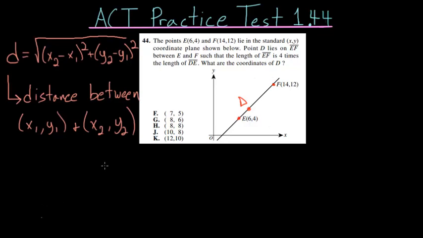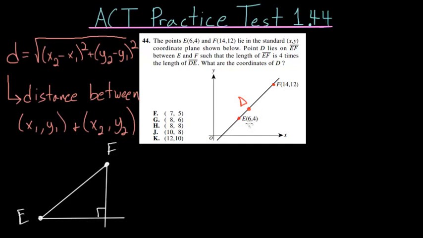So I'm redrawing the line EF. This bottom point here is E, and this top point here is F. But what I'm going to do is make a triangle out of this. If I drop down a vertical line and I drop over a horizontal line here, what you end up with is a right triangle. So we just have to figure out what these lengths are for the sides.